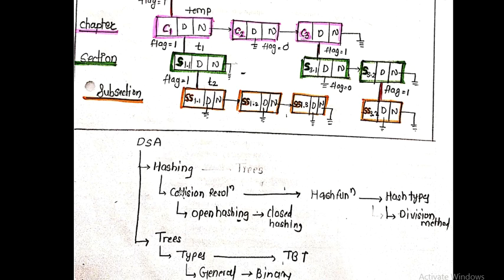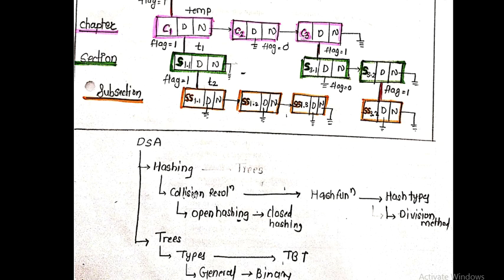Under the hashing chapter you have the section collision resolution, and under that section you have the different subsections. This is your DSA book name, this is the chapter name, this is the section name, collision resolution, and open hashing. The collision resolution technique has 2 subsections: open hashing and closed hashing.